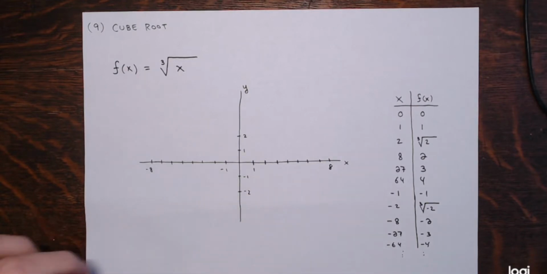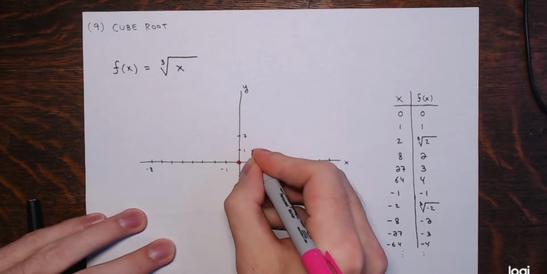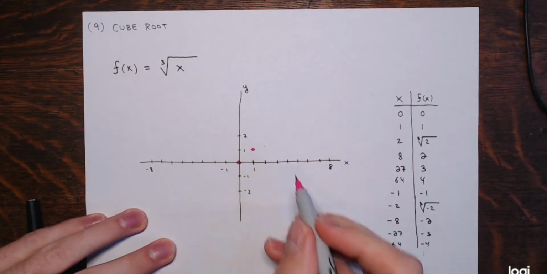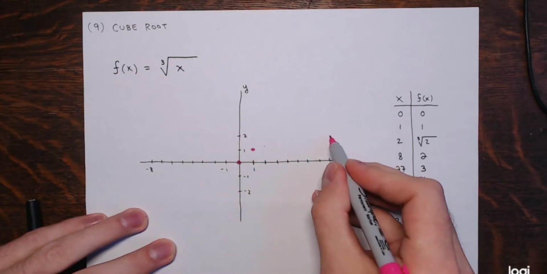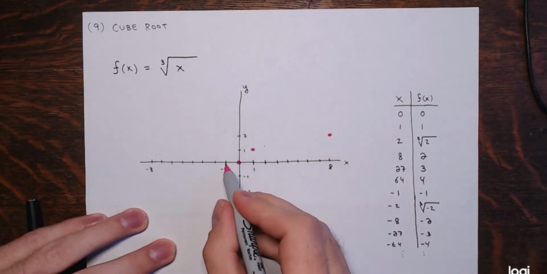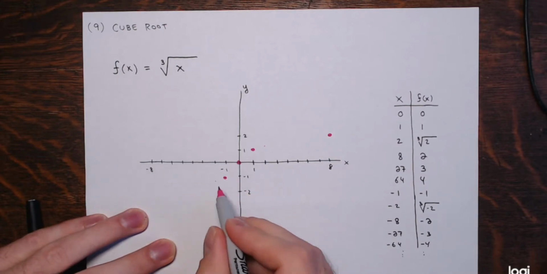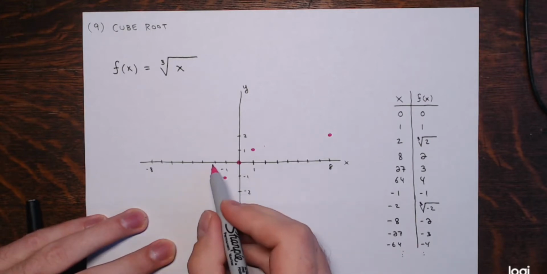Okay. So cube root of 0 is 0. Cube root of 1 is 1. The cube root of 2 is 1 point something. I don't know exactly where it is, it's a little higher than 1. And then cube root of 8 is 2. And the cube root of negative 1 is negative 1. The cube root of negative 2 is negative 1 point something, a little lower. I don't know exactly what. The cube root of negative 8, though, is negative 2.